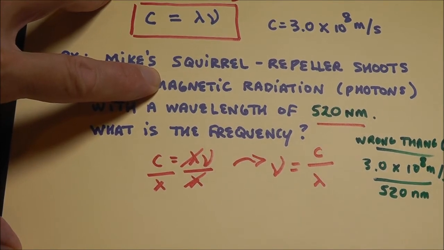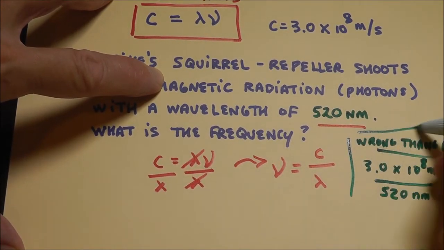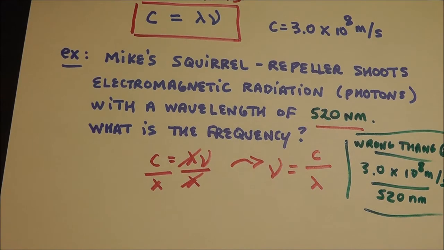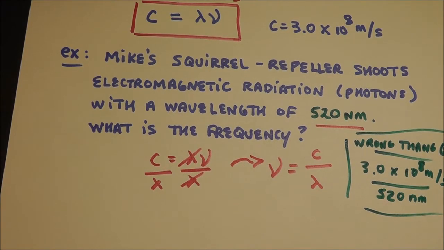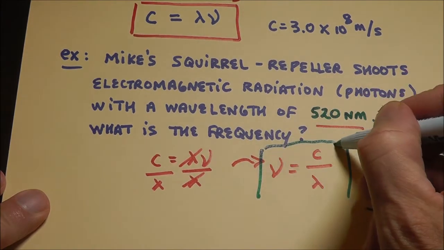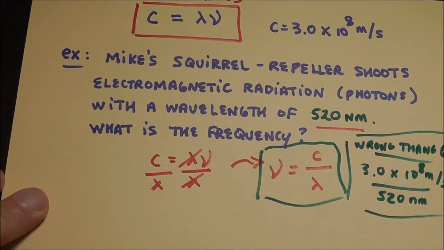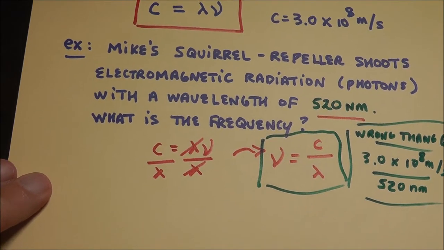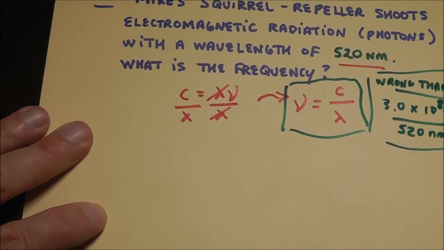What's wrong about that? Well, meters don't cancel nanometers. So what I've got to do is convert my wavelength to meters. Then I can use this equation. That would be great. And so very often you need to convert your wavelength into meters.